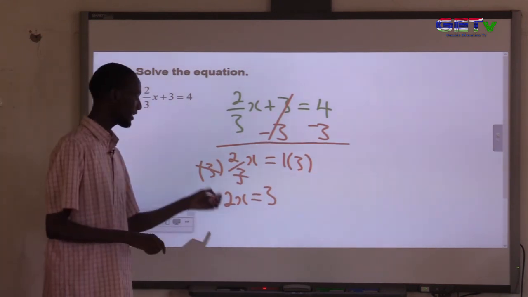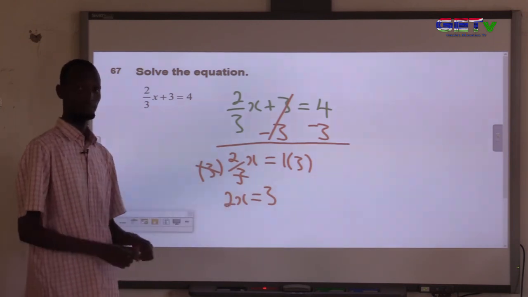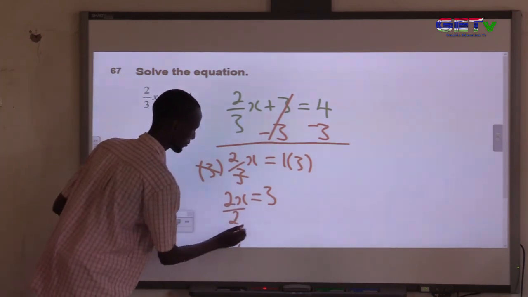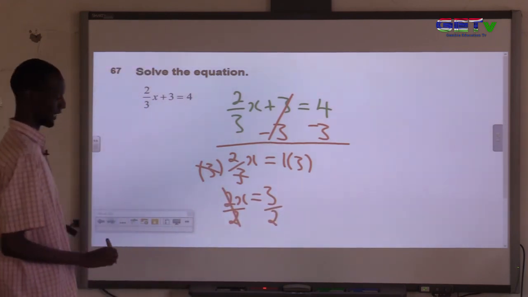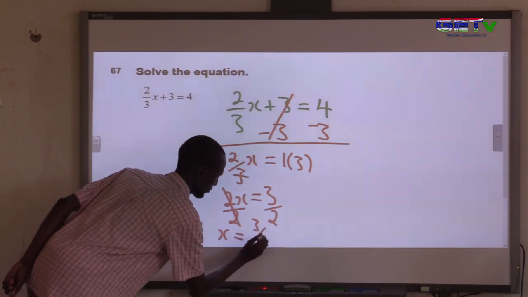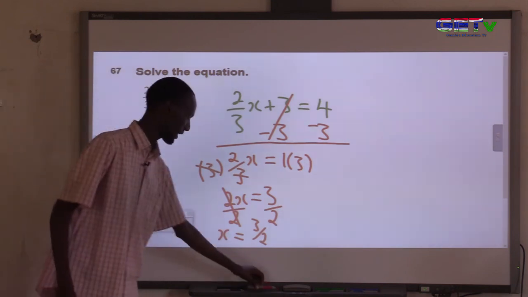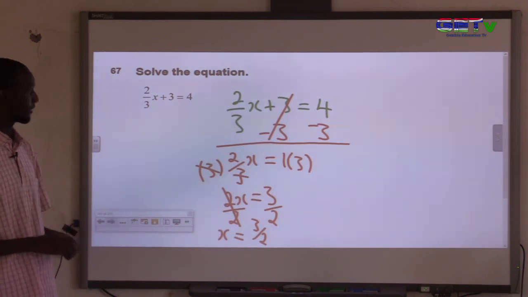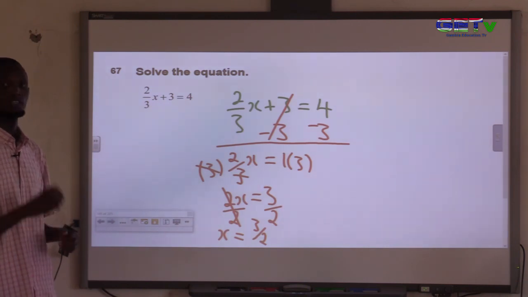But our variable is still not alone. We have 2x still, and that is 2 times x. So we need to undo the multiplication by division. So I will divide by 2 and divide by 2. This is going to cancel out the 2's. And then now you have x as 3 over 2. Is our variable alone now? Yes, our variable is alone. So therefore, our solution to this question is x is equal to 3 over 2.